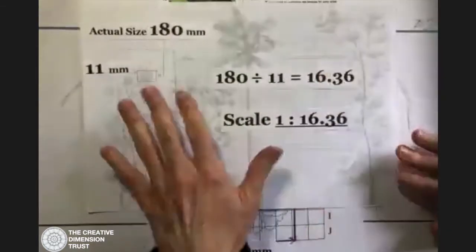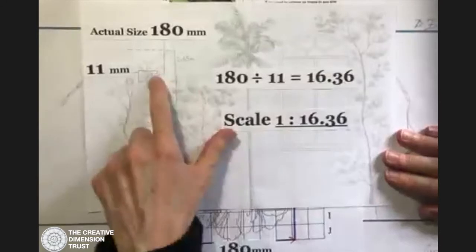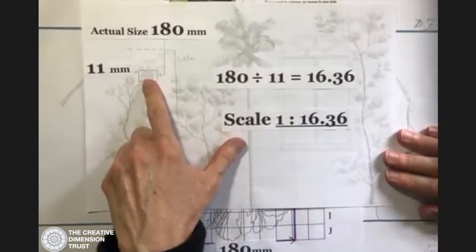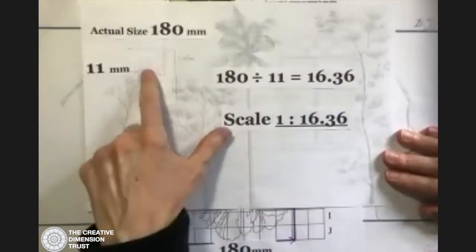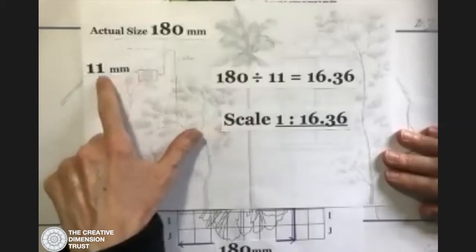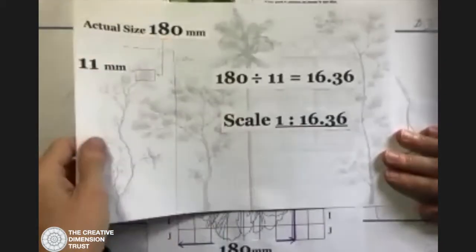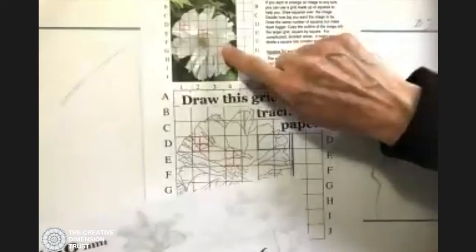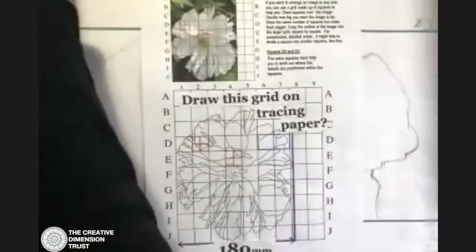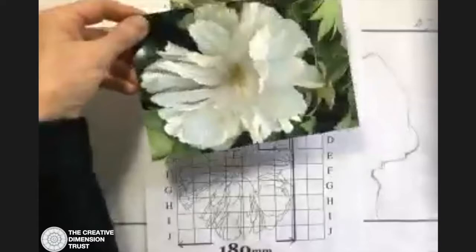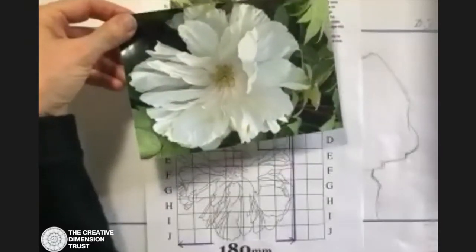So we've worked out the scale. Now we need to draw up our, in my case, my flower. I need to get that flower from 11 millimeters to 180. Now, I've worked from the photograph here because it's a little bit easier to see on the camera. So a lot of my sample drawings were done from that photograph.